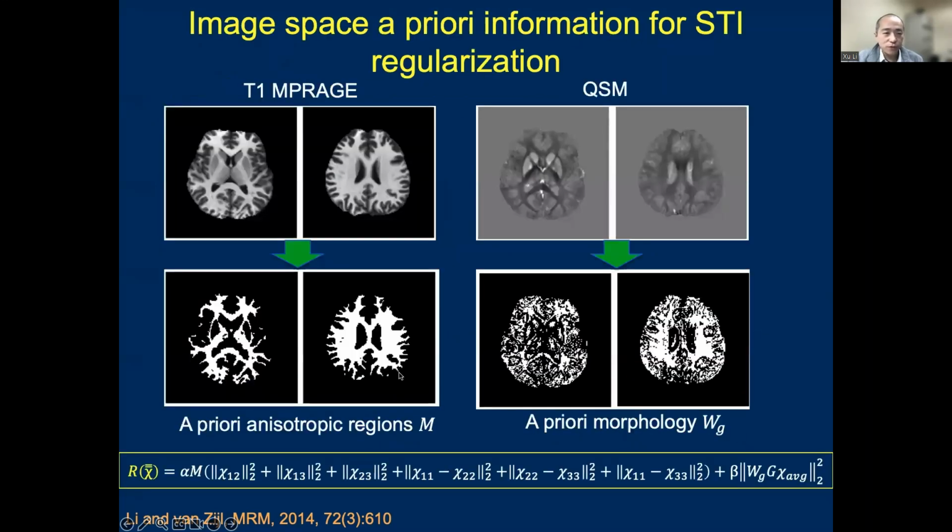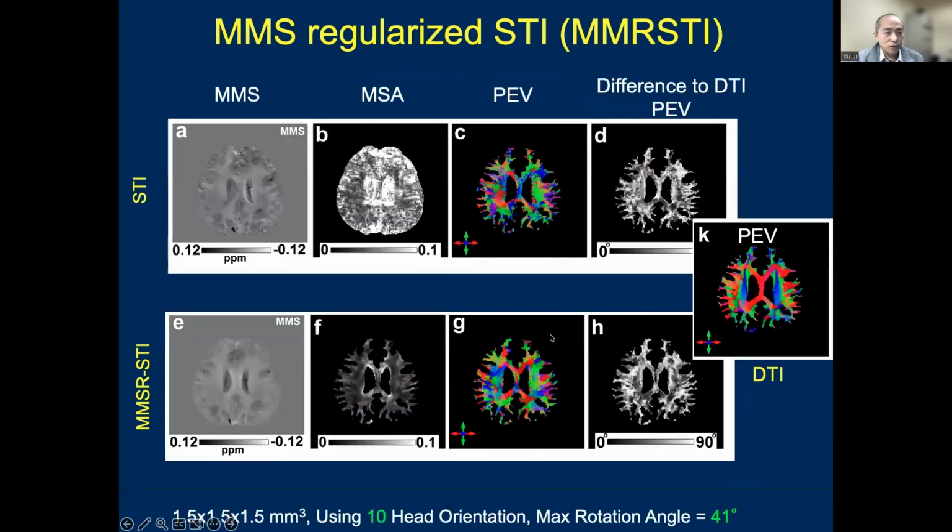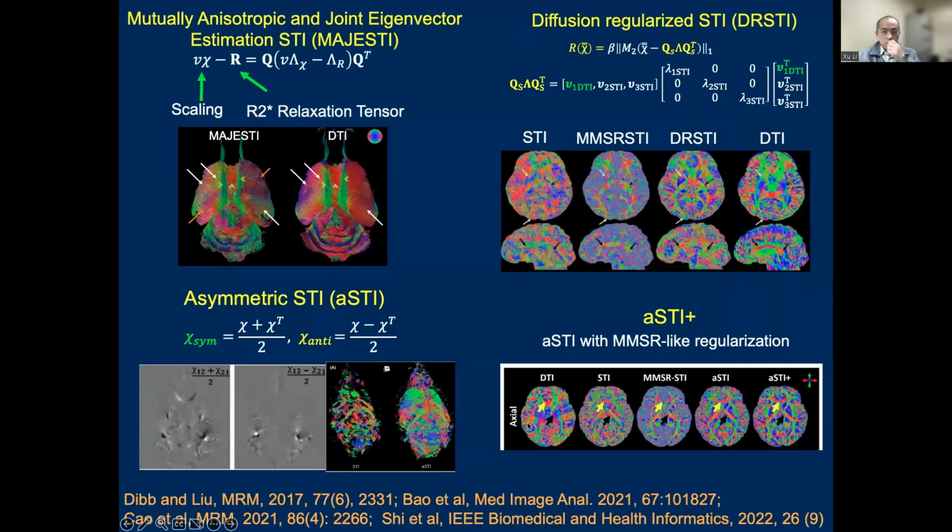Here just showing some examples of the a priori information we may be able to use for the STI inversion. And as shown in our previous studies, such kind of regularization is helpful. It can improve the STI reconstruction, giving a more homogeneous susceptibility anisotropy, and also a better estimation of the fiber directions as compared to the DTI. And over the last few years, different approaches have been proposed to further improve this.